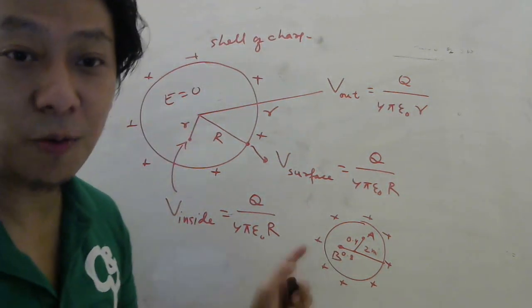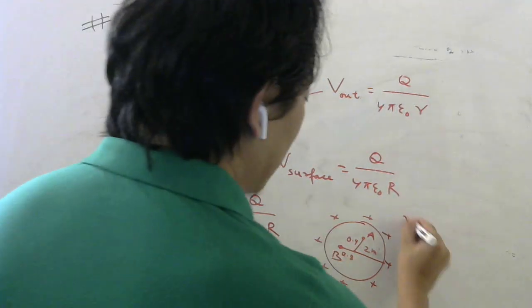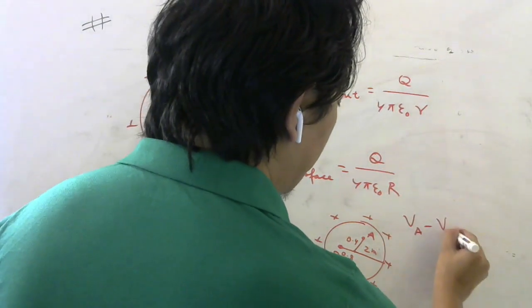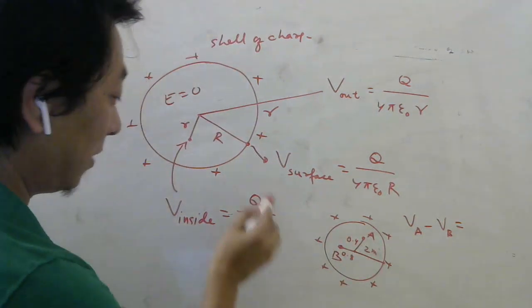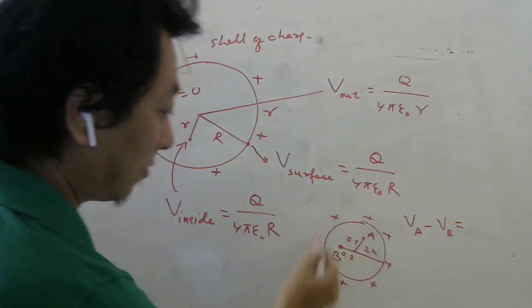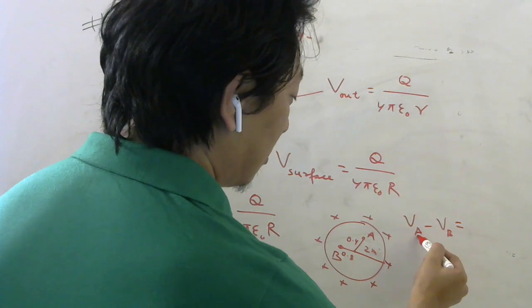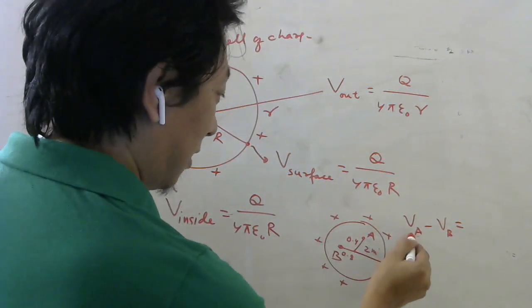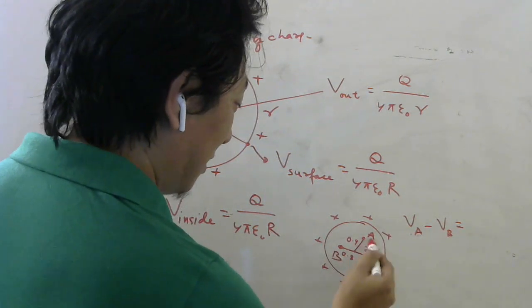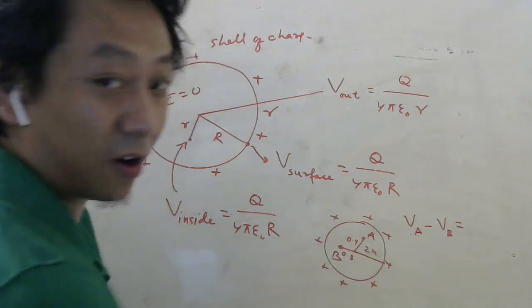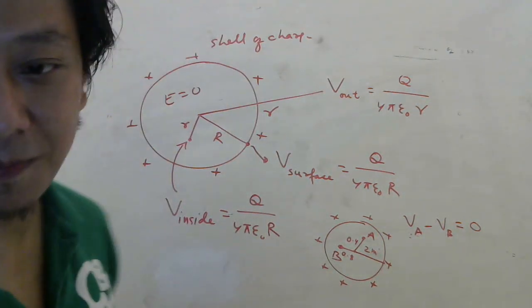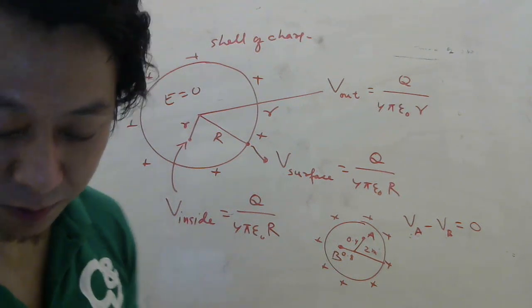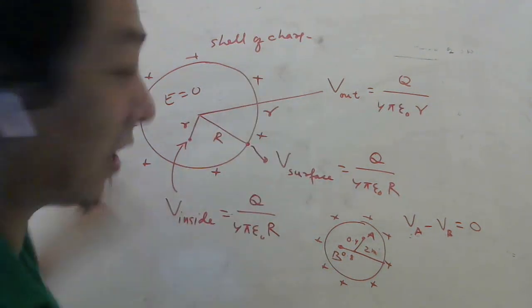That means both are where? Inside. So if I ask what would be potential difference between A and B, since both are inside, potential will be same as on the surface. So this will be also same as this because both are inside, so potential everywhere will be constant. So these two will be same, difference will be what? Zero. Okay, so keep in mind, don't forget, make a note of this very nicely.